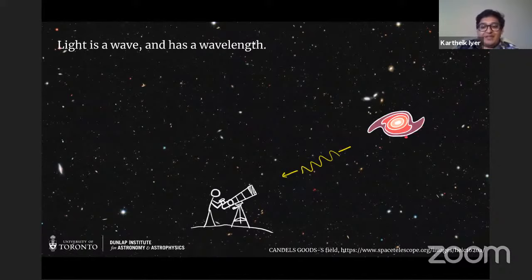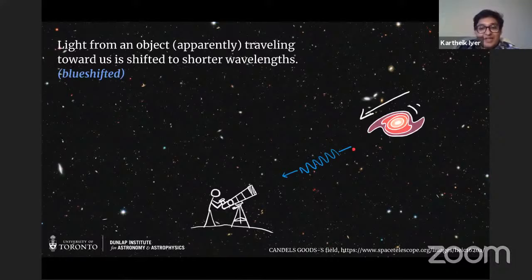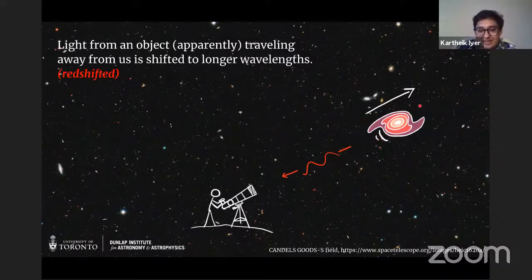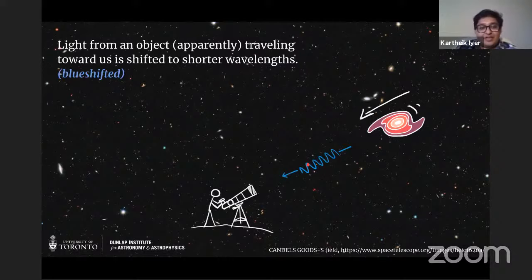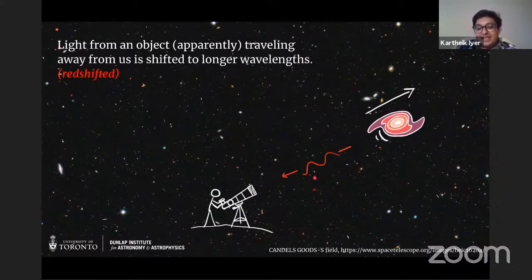When we see light coming from distant objects, suppose it has some intrinsic wavelength, shown here as the yellow wave. This light travels from this distant object for a very long amount of time and then comes and falls into our telescopes where we see it. But if this object appears to be moving toward us, then the wavelength of this light gets compressed towards shorter wavelengths, and so we say that the light is blue shifted. In the same way, if the object appears to be moving away from us, the wavelength gets shifted to longer wavelengths, and it becomes shifted to redder wavelengths. So shifting to bluer wavelengths is called blue shifting, and shifting to redder wavelengths is called red shifting.